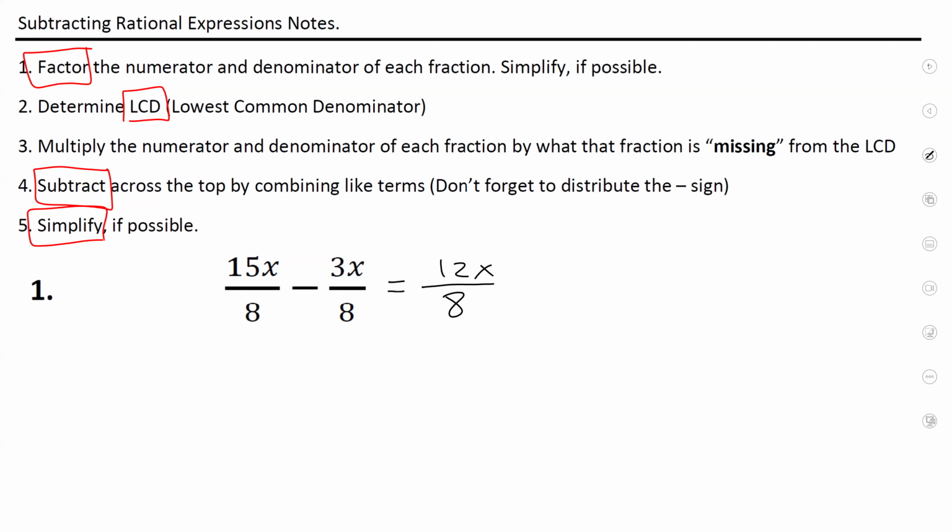Okay, so we already subtracted and got 12x. Now we're going to simplify. So guys, look, we're going to divide the 12 by 4 and divide the 8 by 4. So what will your answer be? Twelve divided by 4 is 3. 8 divided by 4 is what? 2. So this should be your answer, 3x over 2.